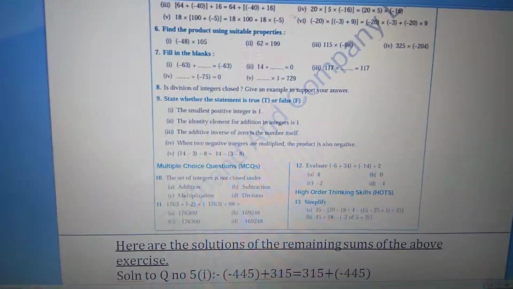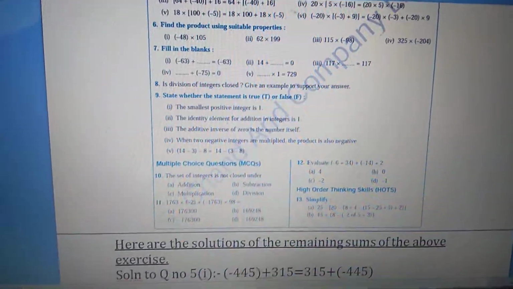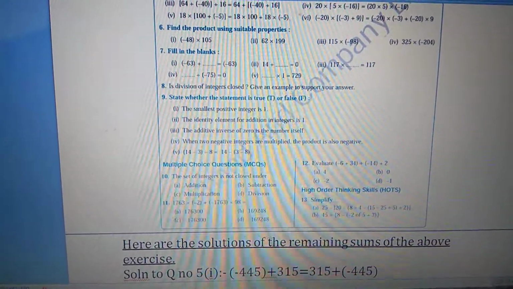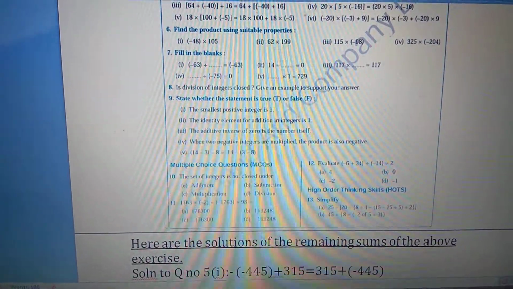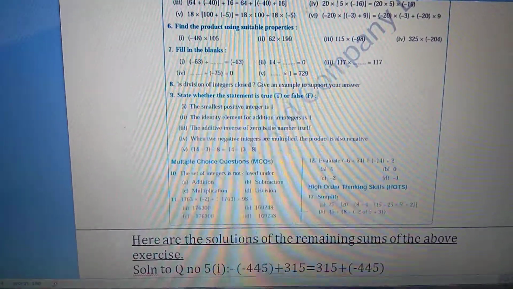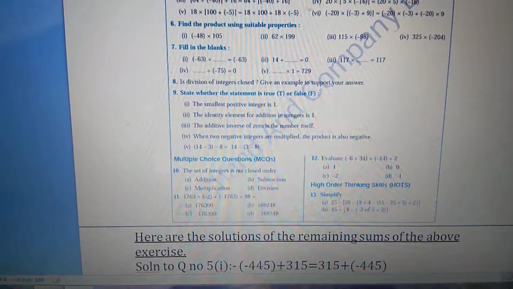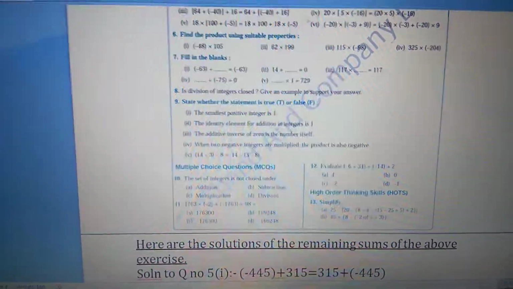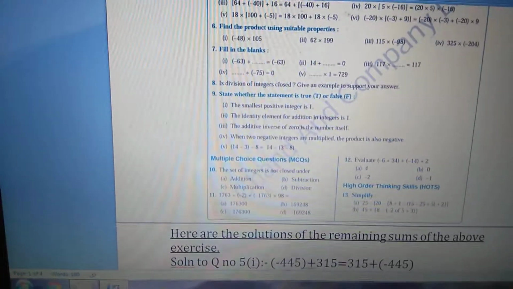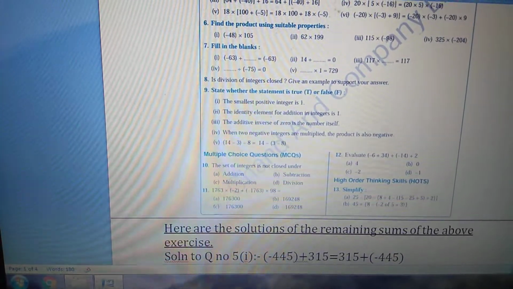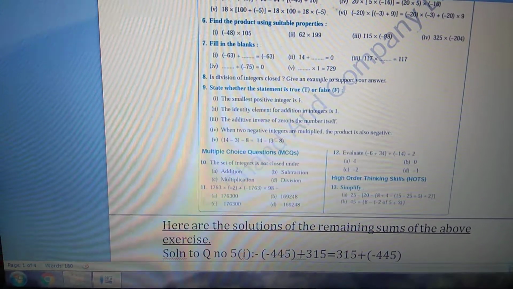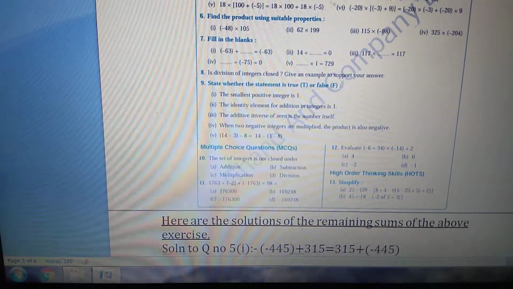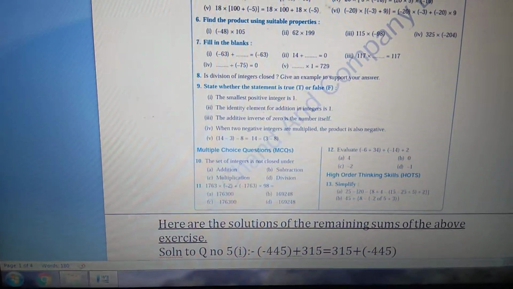Now let's go to the MCQs. What is told in question number 10: the set of integers is always closed, is not closed under what? I know that my dear students will answer this properly. So now let's go to question number 11. In question number 11, it is asked to solve. Though it is a multiple choice question, we will solve question number 11, 12 in our notebook.